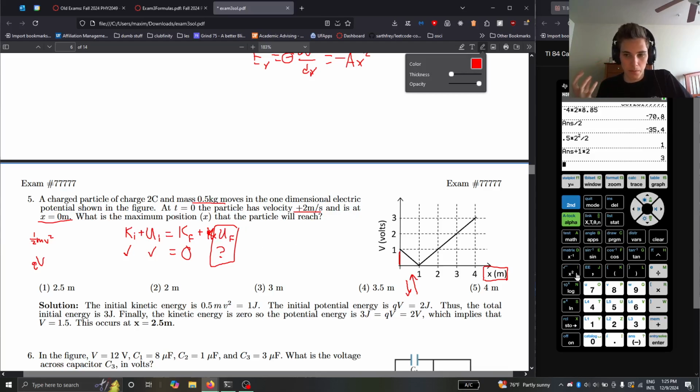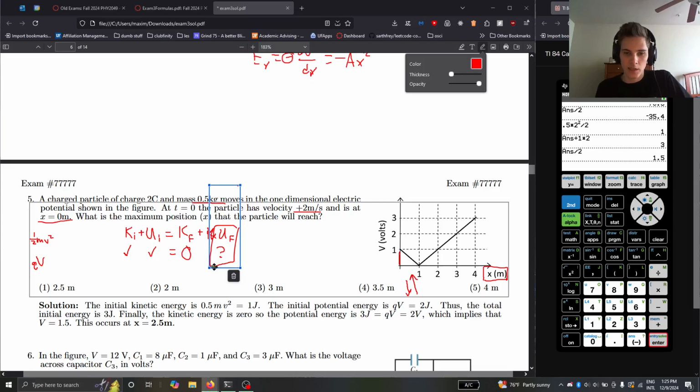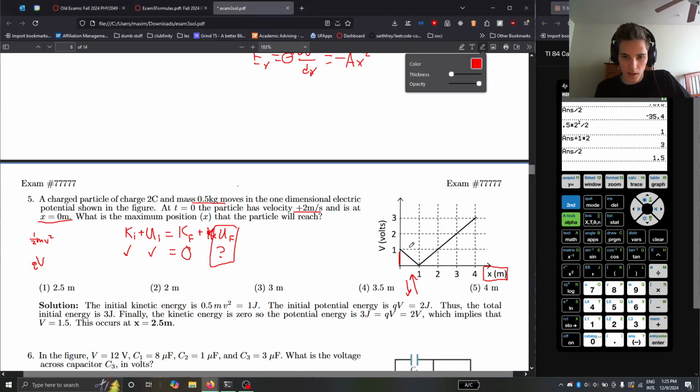Now the charge of the particle does not change, so we can divide by 2 to just isolate this V. This V is 1.5. So if we look at when V is 1.5 here, it's at 2.5 x. So that's our answer. We didn't actually have to use the kinematic equations because this graph gave us everything we need to know relating V to x.